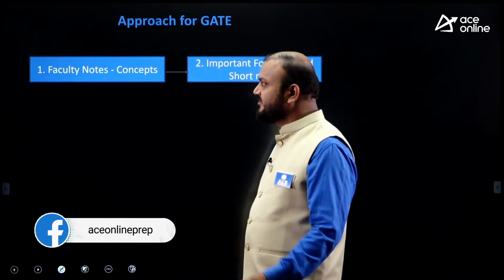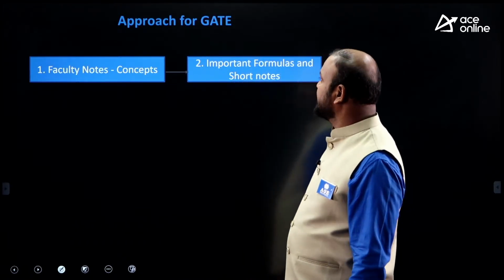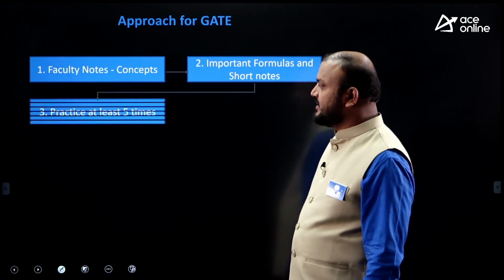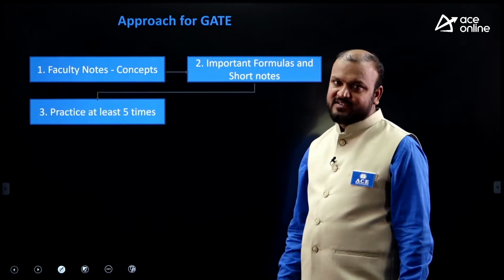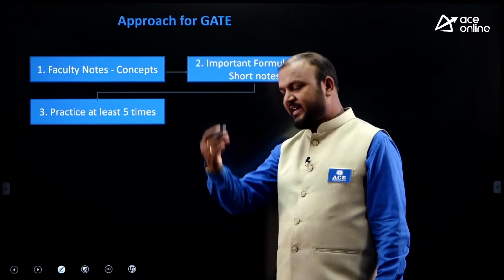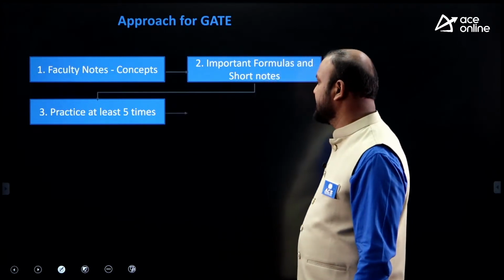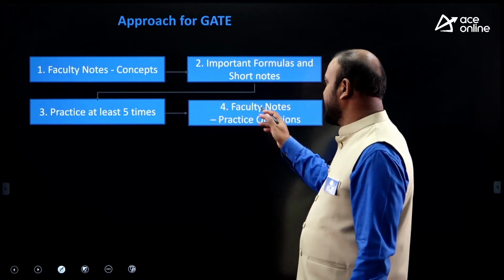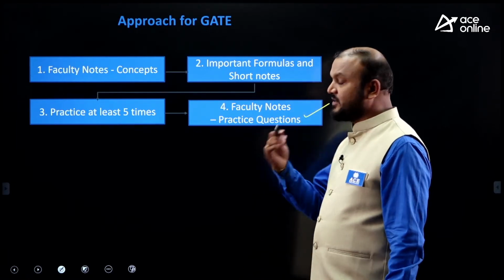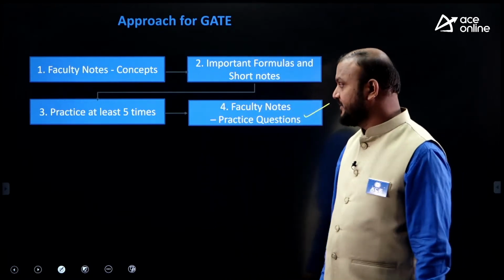I suggest you first prepare my notes and list out all the short notes and formulas, if any. Then practice all the short notes and formulas at least 5 to 10 times. Wherever time permits, you read it out and practice it. And then practice all the questions from my notes, because faculty notes practice all the questions. Practice means put pen down, don't leave it, okay?